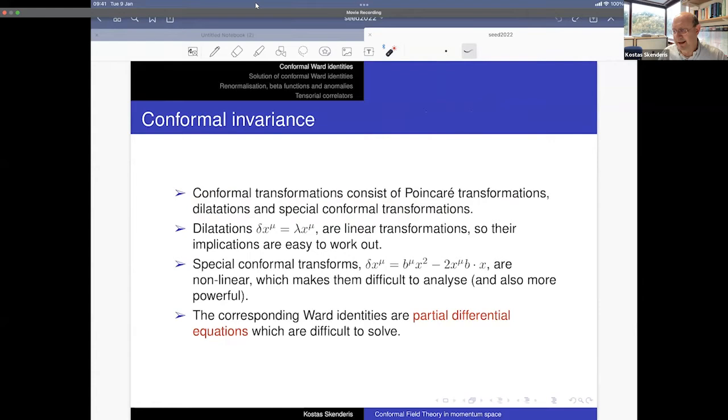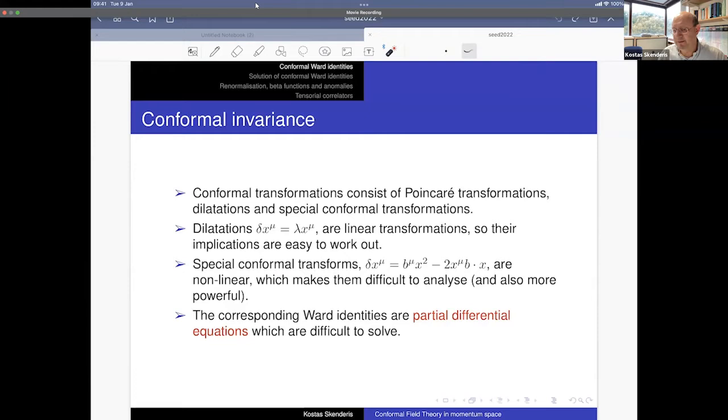Dilatations are very easy to describe. They just amount to rescaling your coordinates. This transformation is a linear transformation, and its implications are very easy to work out. What is difficult is to impose the implications of special conformal transformations, because these are nonlinear. At the infinitesimal level, they're given by an expression of this form, where b is a constant vector. Because these are nonlinear, this makes their analysis very complicated, but it also makes the results a lot more powerful.